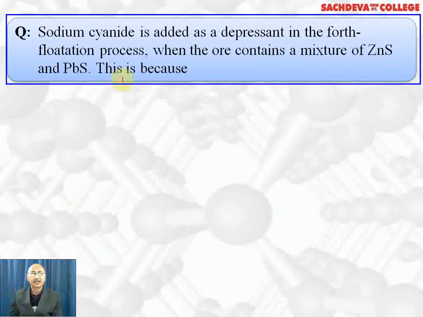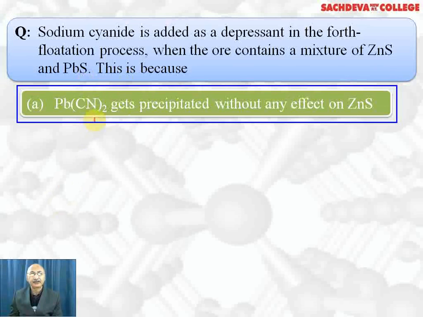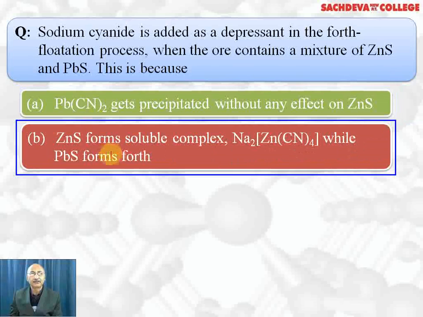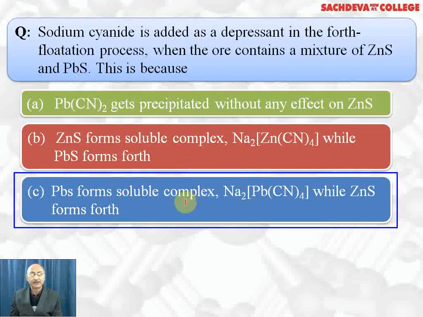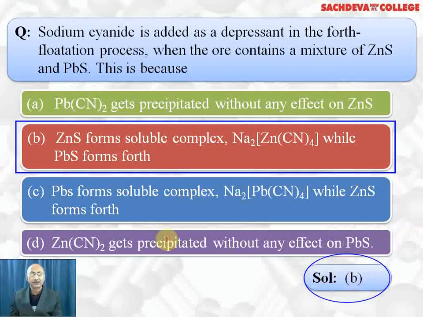Next question, sodium cyanide is added as a depressant in froth flotation process when the ore contains mixture of ZnS and PbS. This is because lead cyanide gets precipitated without any effect on ZnS, is not correct. Zinc sulfide forms soluble complex sodium tetracyanozincate while PbS forms froth, is correct. PbS forms soluble complex while ZnS forms froth is wrong. Zinc cyanide gets precipitated without any effect on PbS is wrong. B part is the correct answer.